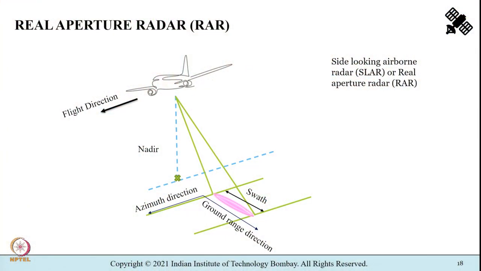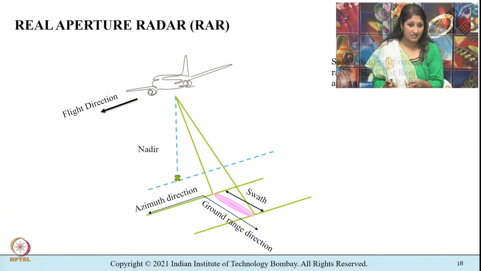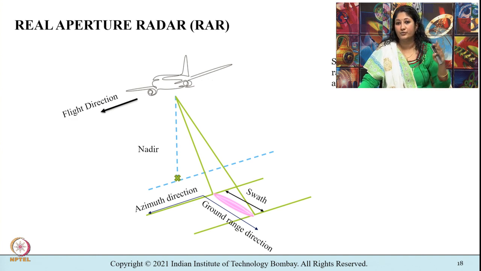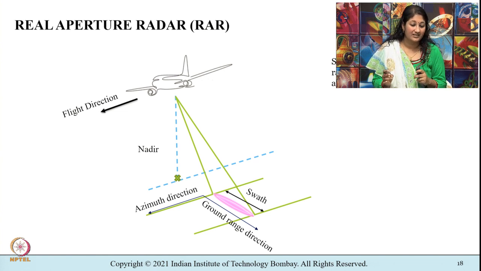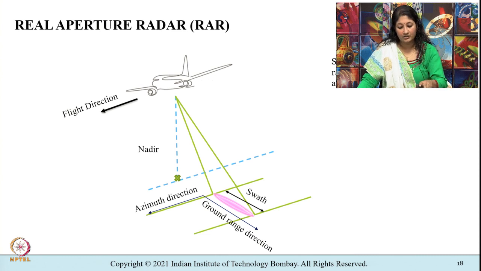See, real aperture radar was the original radar imaging system, wherein the radar equipment is mounted on a platform moving at an altitude above the reference surface, and the antenna points sideways to illuminate a swath, and this illuminated region is known as a footprint. Now, a radar system sends microwaves that travel at the speed of light, we know that. And the return echo or the received power is expressed as a function of time delay, using which we can obtain the range as well as azimuth resolution. The figure here shows the geometry of a real aperture radar.